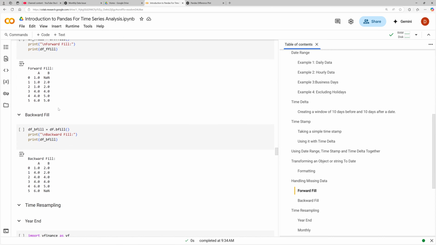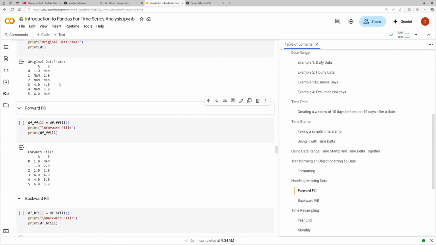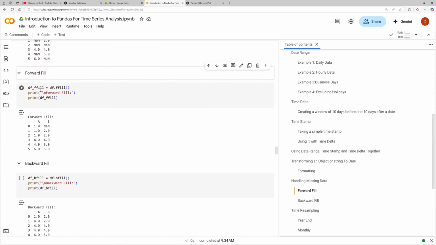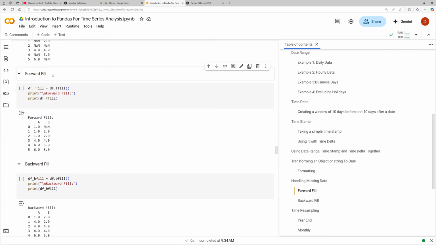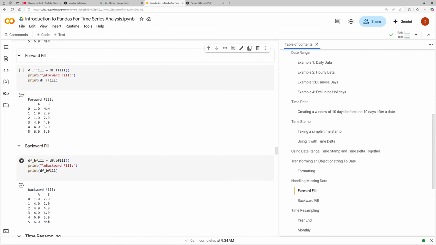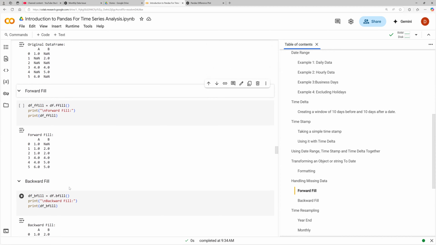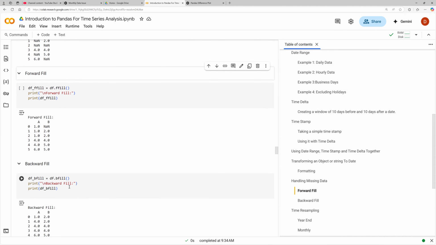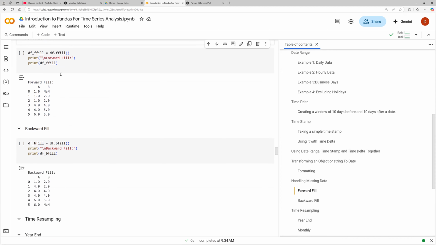Backward fill, it's the same idea except going backwards. So it's four, four, four, right? Six, right? This will not be able to go backwards, but this can. So it's four, four, and then two, two. Okay.